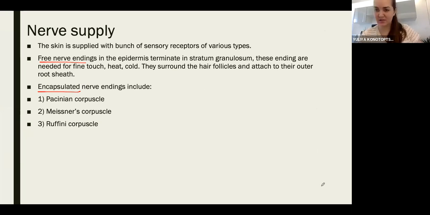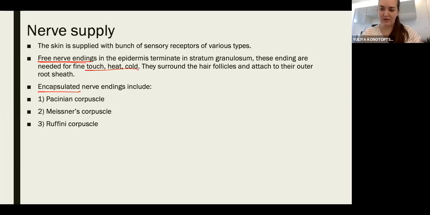Have you heard about the Schwann cell before? Right, so this is the cell that makes the myelin, and myelin is very important for propagation of action potential, right? So it travels faster and longer, etc. So free nerve endings do not have a myelin sheath, they do not have Schwann cells, they're free of that capsule. So they're very important for touch, heat, and cold.